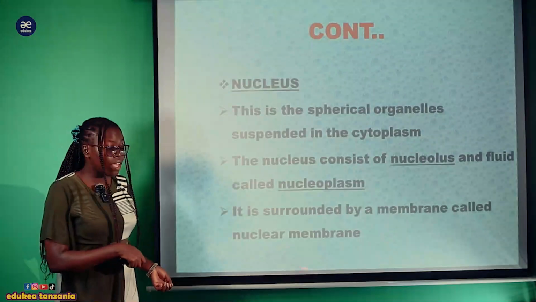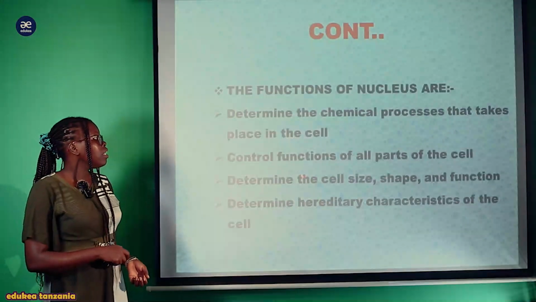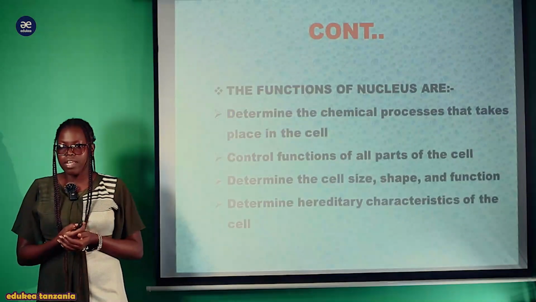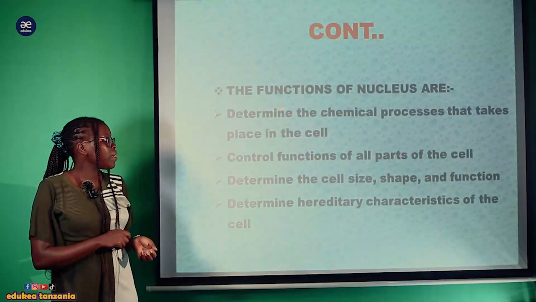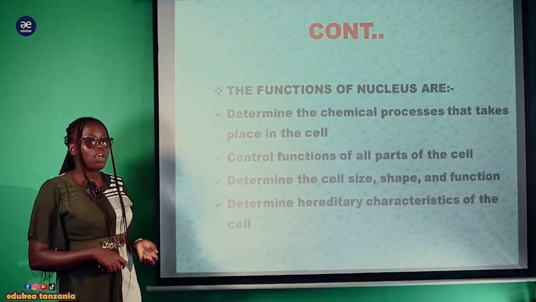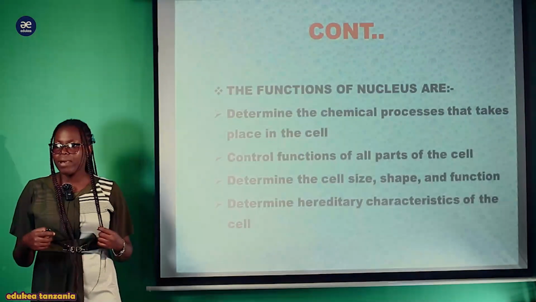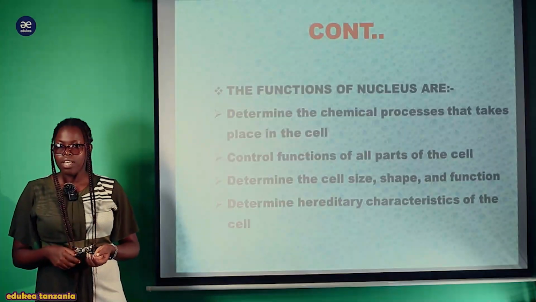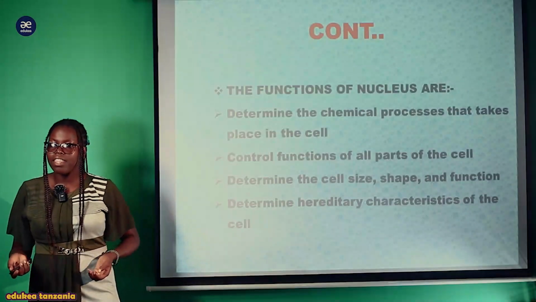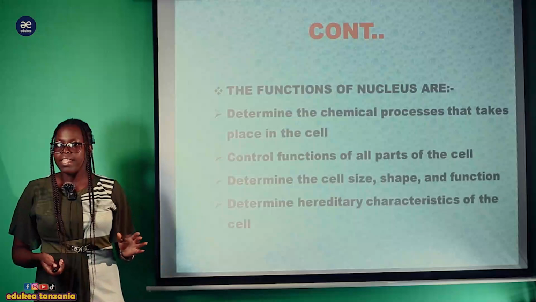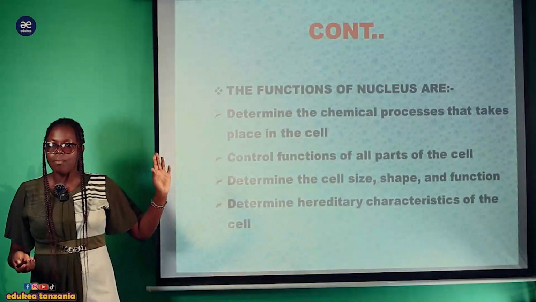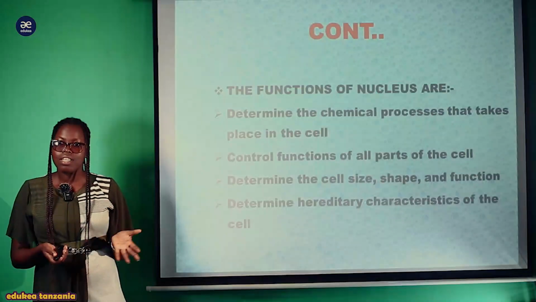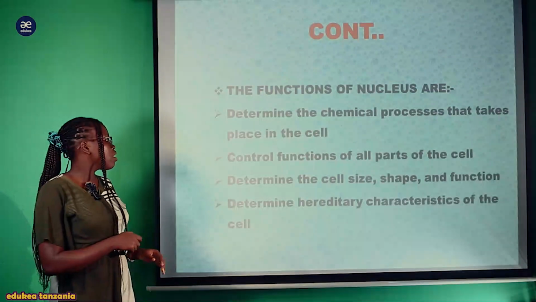Now let us see what are the functions of the nucleus in the animal cell. It determines the chemical processes that take place in the cell. So the nucleus determines which chemical reactions take place, whether it is hereditary, reproduction, or respiration. It is all about the nucleus that determines. Either protein synthesis, it is all about the nucleus. Also, it controls the function of all parts of the cell.